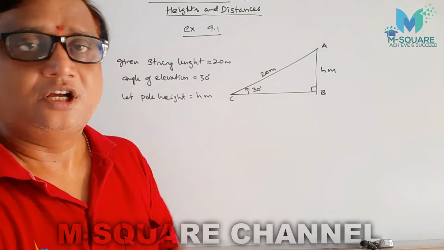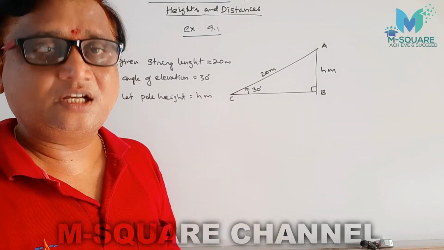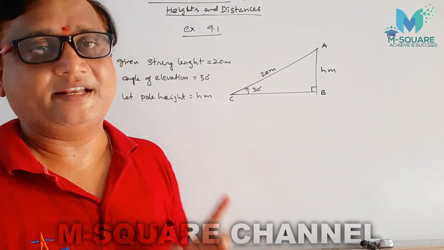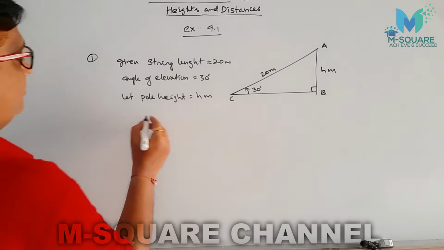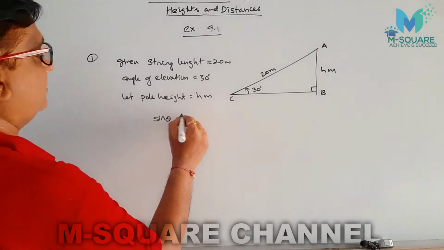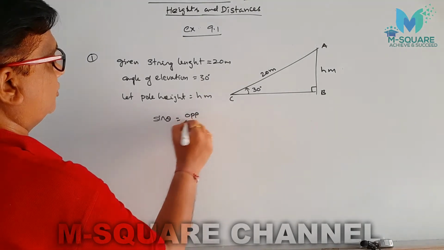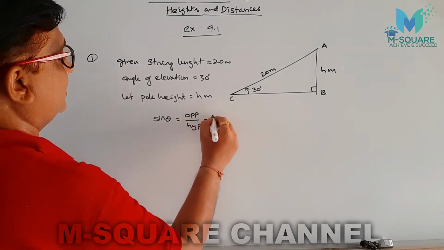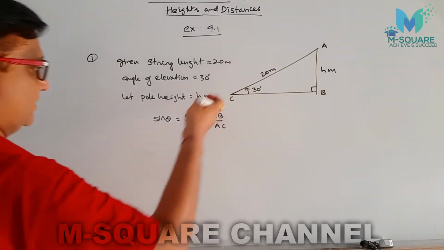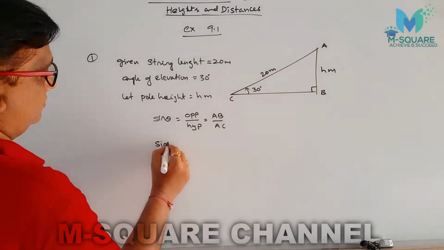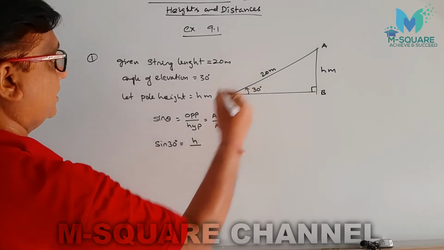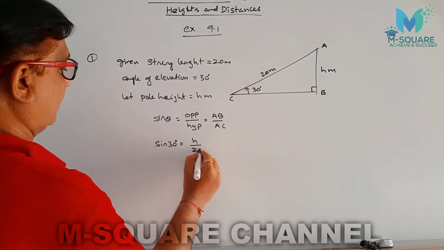Opposite by hypotenuse is sin theta. Hypotenuse by opposite is cosecant theta. You can utilize any one. So here, if I am using sin theta, opposite by hypotenuse, that is AB by AC. So sin 30 degrees equals AB, h, by AC, 20.